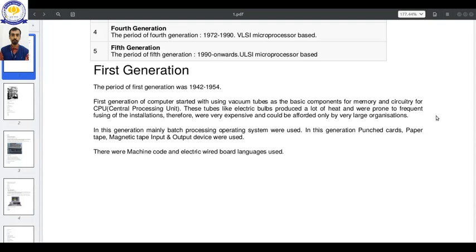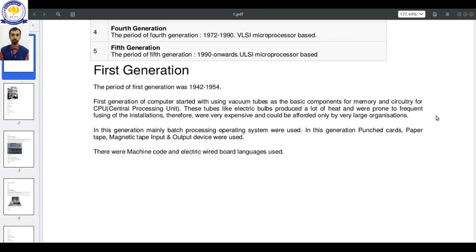The period of the first generation was 1942 to 1954. The first generation of computers started using vacuum tubes as the basic component for memory and circuitry for the CPU. These tubes, like electric bulbs, produced a lot of heat and were prone to frequent fusing of the installations. Therefore they were very expensive and could be afforded only by very large organizations.